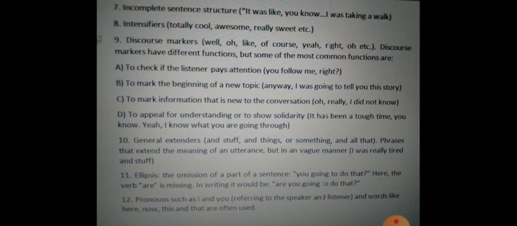And another feature of spoken language would be the use of ellipses. Ellipses means the omission of a part of sentence. You going to do that? Here the verb are is missing. In writing it, or in written form, it would be, are you going to do that?